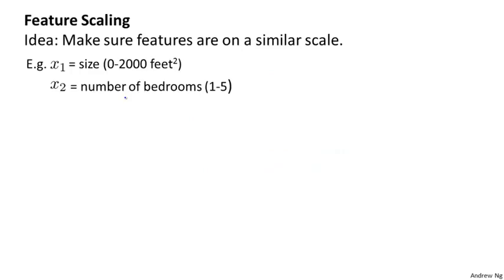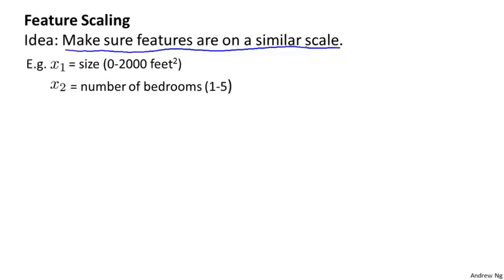Here's the idea. If you have a problem where you have multiple features, if you make sure that the features are on a similar scale, by which I mean make sure that the different features take on similar ranges of values, then gradient descent can converge more quickly.